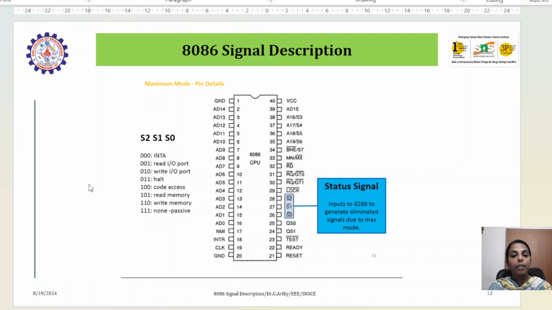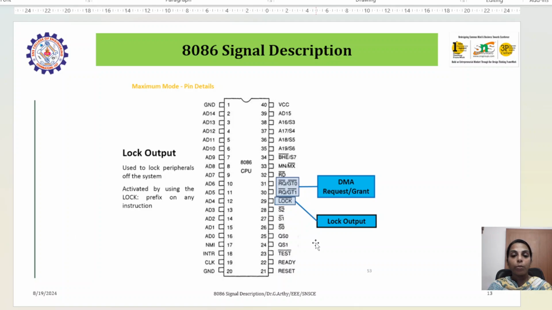Here it acts as a read IO port. Here when S0, S1, S2 is 010, it acts as a write IO port. Then if it is 110, it acts as a halt. From S0 I am mentioning. From 101 it is read memory. From 011 it is write memory, and 111 it is passive.